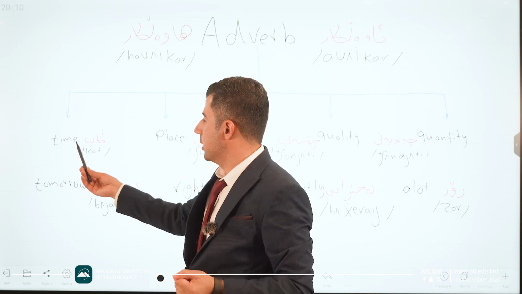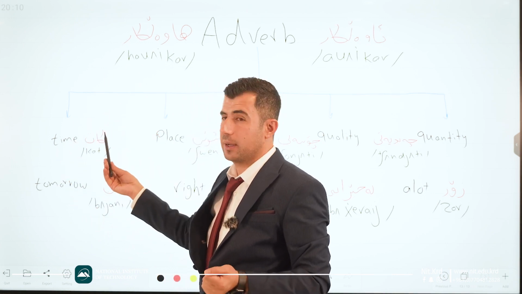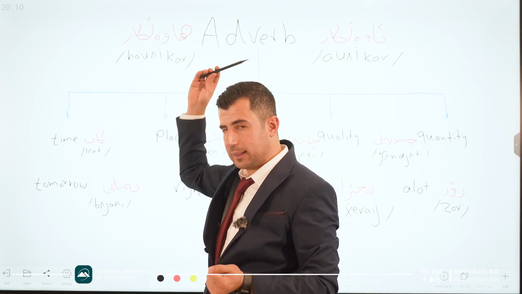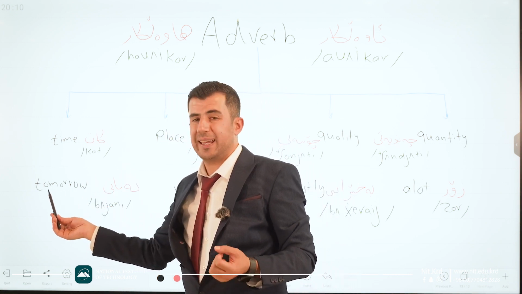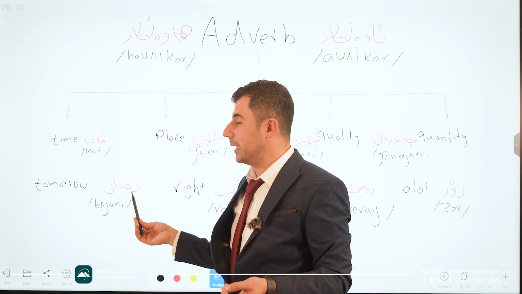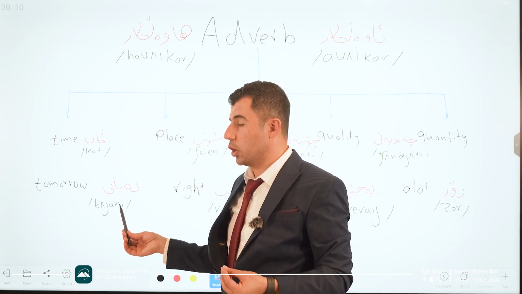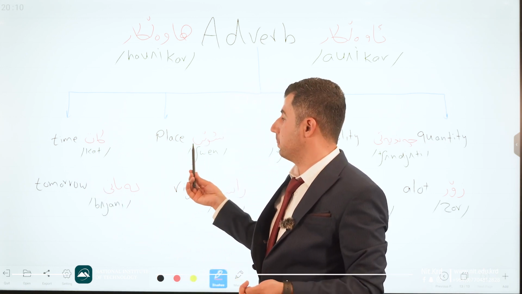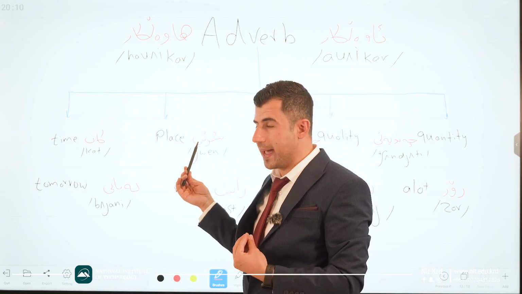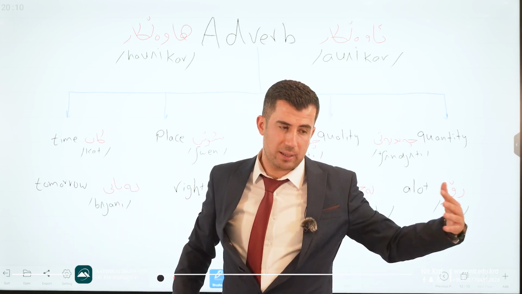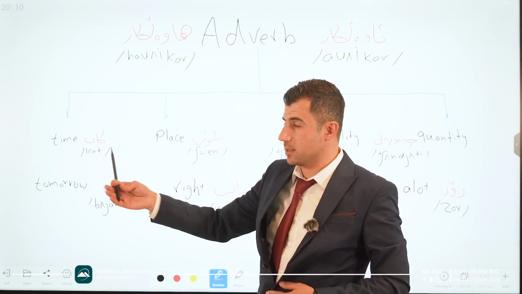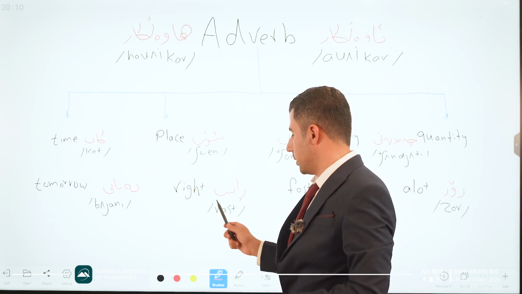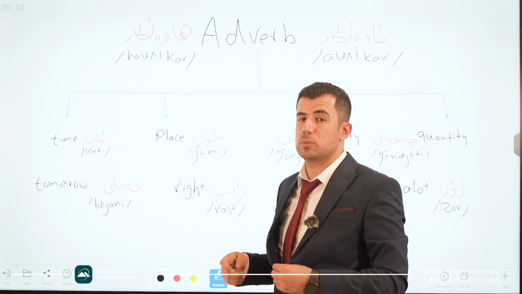Let me give you some examples. For adverbs of time, in Kurdish we say awal kari kati, hawal kari kati, both are correct. In English language we have tomorrow. In Kurdish language we say bayani or sbeine. Both are the same. For place, in Kurdish we say shwen. For example, your right, your left, in front of you. For right, which is a place, we say rast.